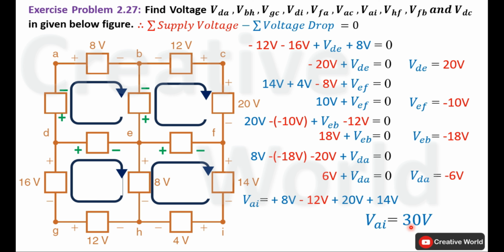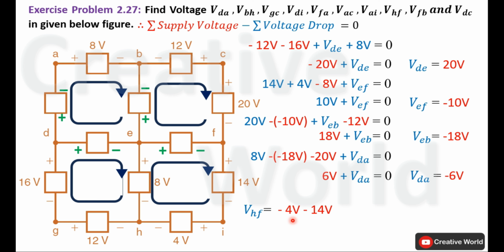Now move to the next value VHF. Points H and F are here inside the circuit. We will start from here. Current entering terminal is negative, so voltage across this element will be taken with minus sign, minus 4 volt. Voltage across next element will also be taken with minus sign because current is entering from negative terminal. Now add these values together, it will become minus 18 volt. So the value of VHF between these 2 points is minus 18 volt.